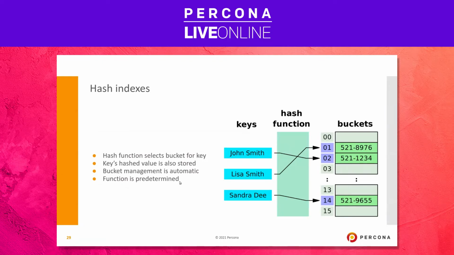So this is a simple representation of a hash function of a key and buckets from Wikipedia. The hash function selects a bucket for each key, and we store the hashed value of a key. Everything is automated. The function is predetermined. The bucket management is automatic. You don't need to worry about this, but it's just some internals of the index.